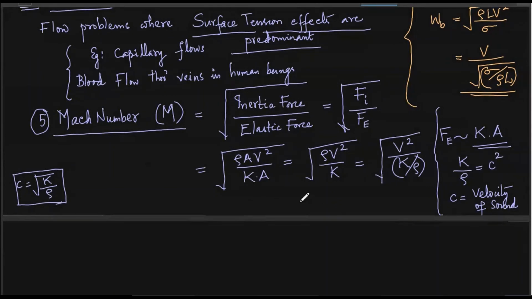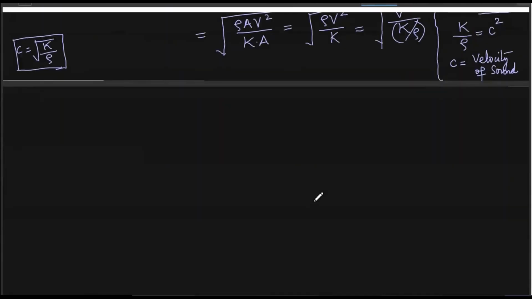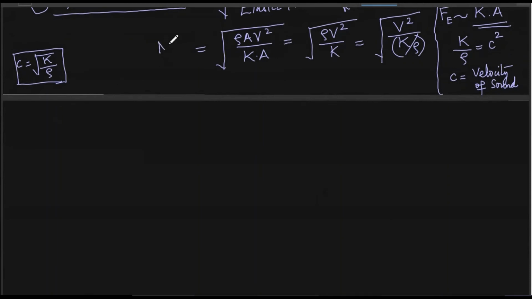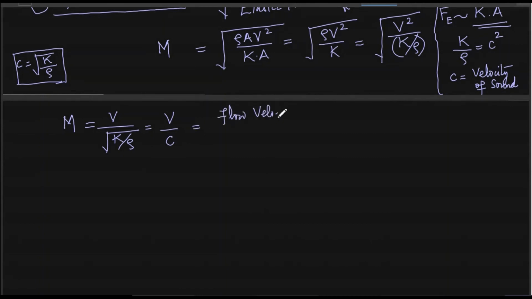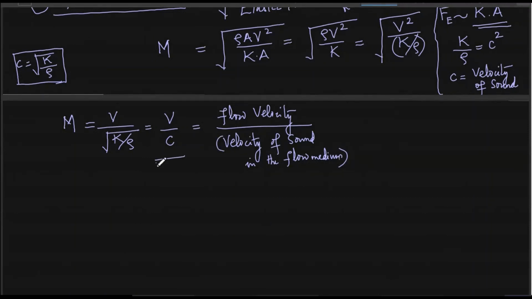Okay, so therefore, what do you get? See this expression, this is Mach number. With this we will wind up. Please bear with me for a minute. So Mach number is equal to root of V square, you can write V, divided by root of K by rho. So bulk modulus by mass density, that is the velocity of sound in the fluid medium. So the ratio means flow velocity divided by the velocity of sound in the flow medium. So that we'll consider V by C. Okay, so this is Mach number.